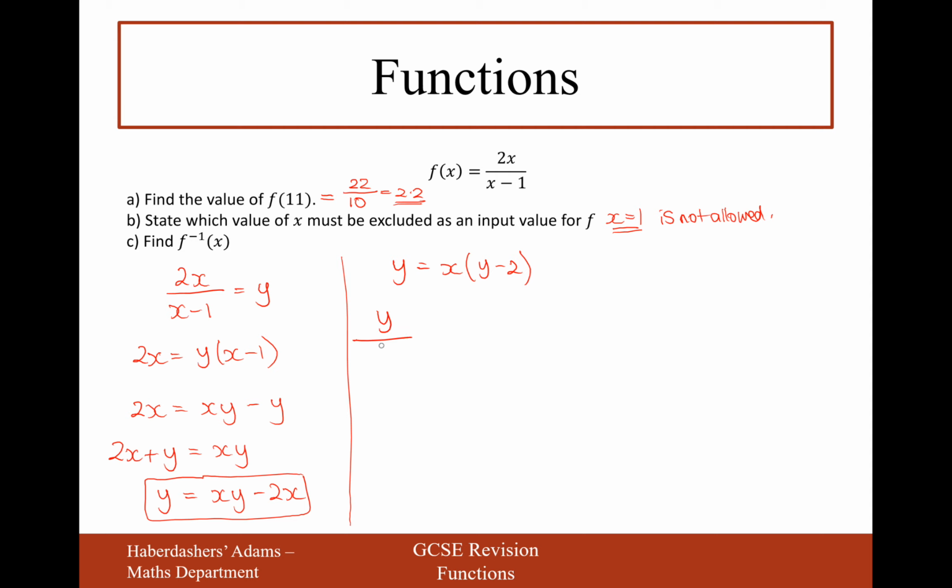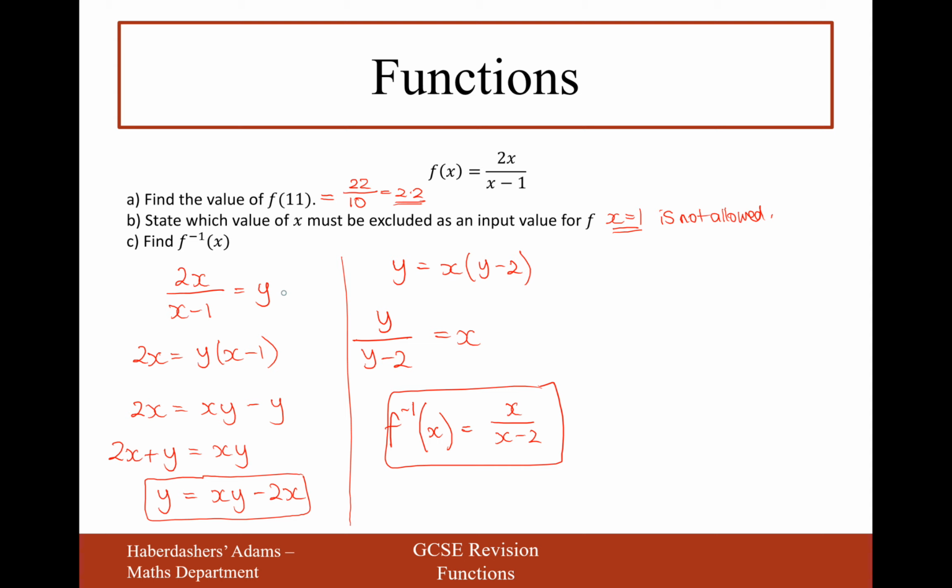The next thing I'm going to do is divide by y minus 2. And there we have it. We have a formula that takes a y number, you do this calculation, and it gives you the x value. That's an output number taking you back to an input number, and that's what inverse functions do. So the answer to this question is f inverse x equals x over x minus 2.